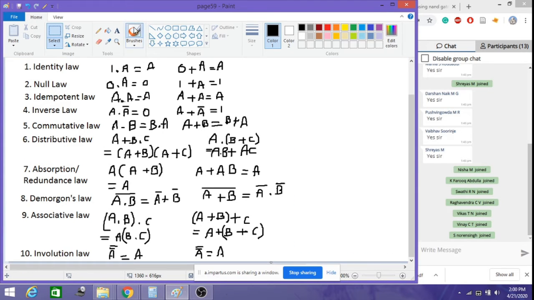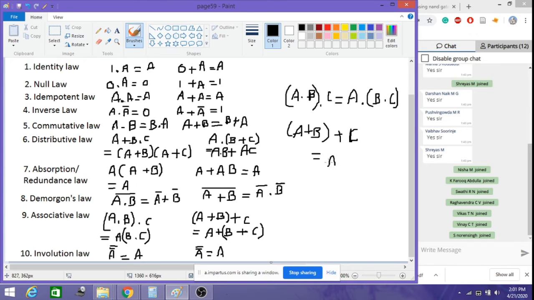Now look into the associative law. So associative law is nothing but A into B, if we take the first product of this and then we multiply this with one more term C, this is equal to first multiplying B into C and then we take the product multiplying with A. So both are the same. Likewise in case of OR operation, A plus B plus C is the same as first you add B plus C and then add with A. It is the same thing.